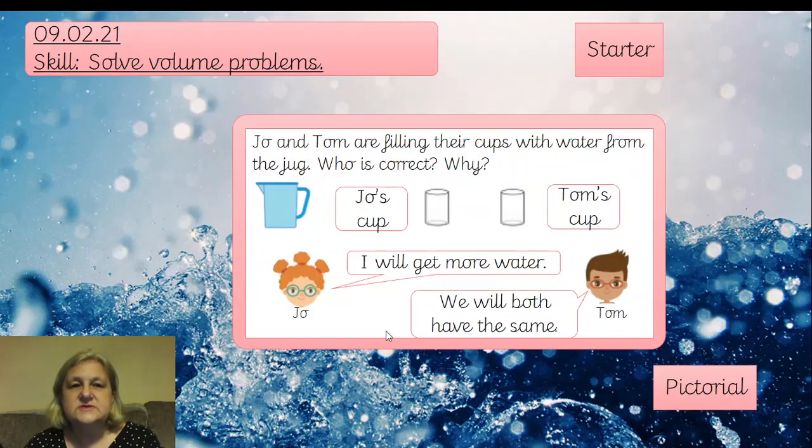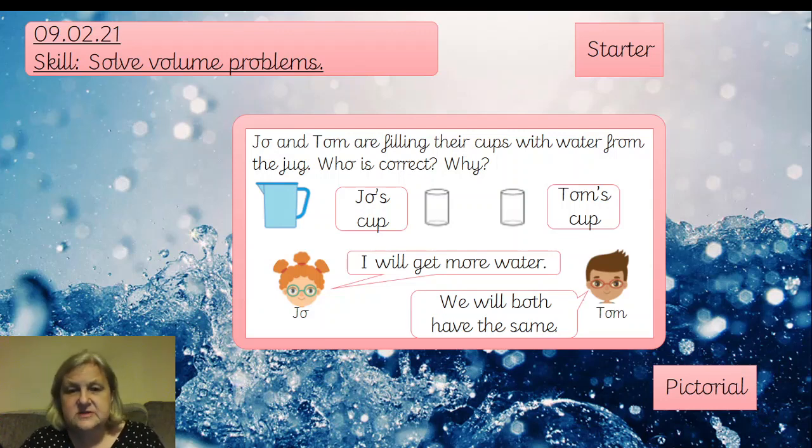So this is the call starter. We're going to be solving volume problems for call today as well. Joe and Tom are filling their cups with water from the jug. This is Joe's cup, this is Tom's cup, and here's the jug. Joe thinks she's going to get more water. Tom thinks they're going to have the same. So who's right and why? And if you can explain why using maths language, that would be really useful, and for anybody actually to explain that, even if you're not called today. And you could write that down in your book, an explanation using your reasoning.